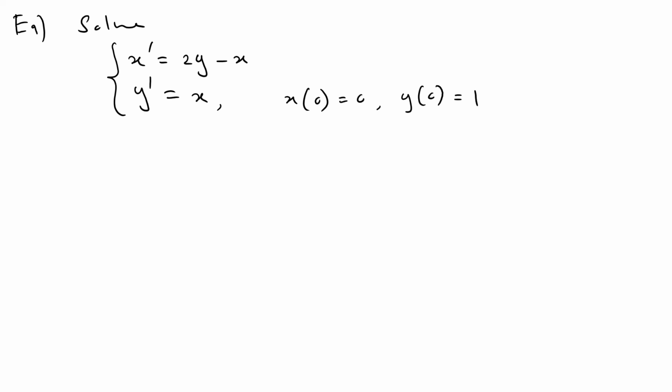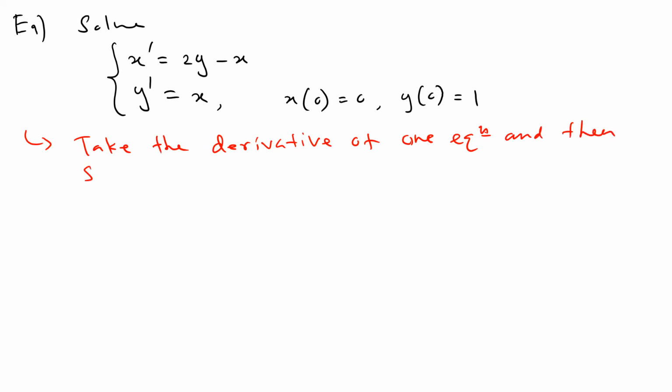So what we're going to do is try to remove one variable using a kind of interesting argument. We take the derivative of one of those equations and substitute from the other. So that's the idea. It's a slightly different idea. It depends on which equation you choose. Take the derivative of one equation, and then substitute from the other. So let's do that. I'm going to take the derivative of the first equation. You can also take the second one, but I'm going to go with the first one.